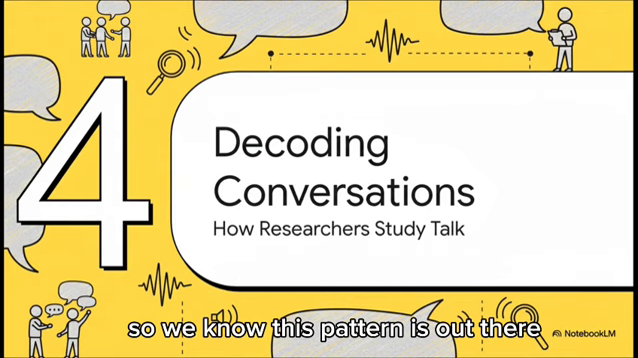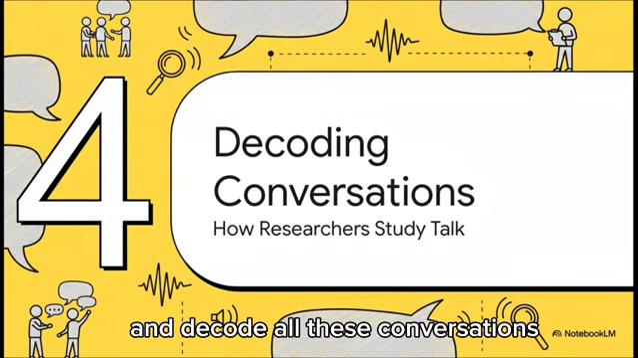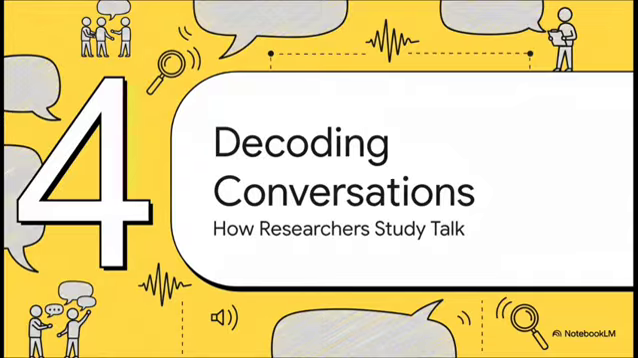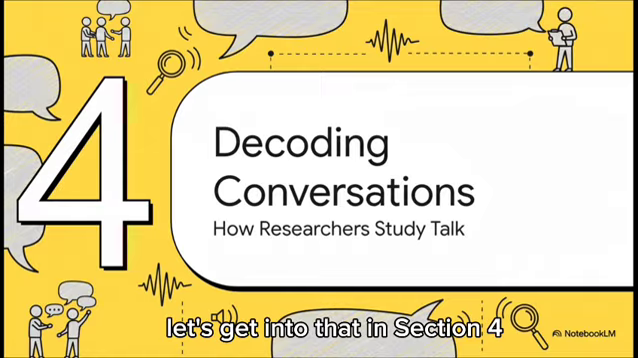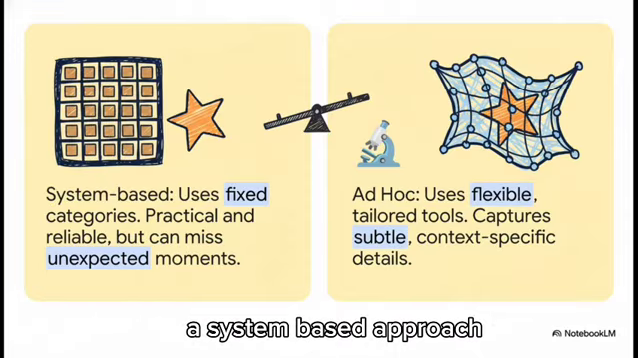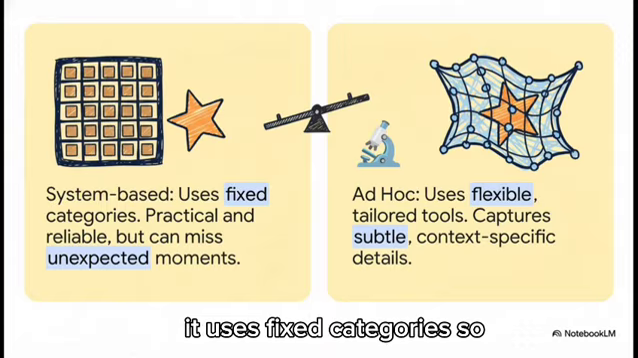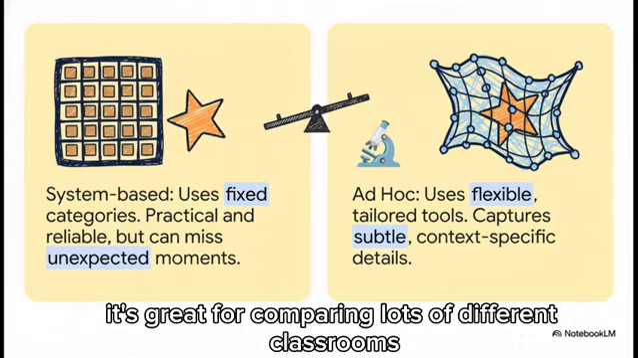So we know this pattern is out there, but how do researchers actually peek behind the curtain and decode all these conversations? Let's get into that in section 4. Okay, so there are basically two main ways to do this. A system-based approach is kind of like a multiple choice test. It uses fixed categories, so it's great for comparing lots of different classrooms.